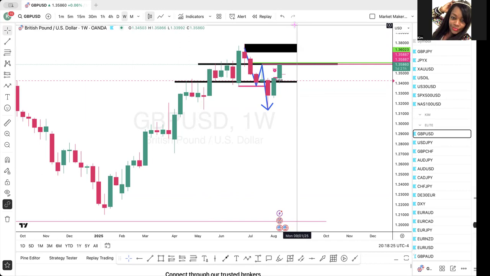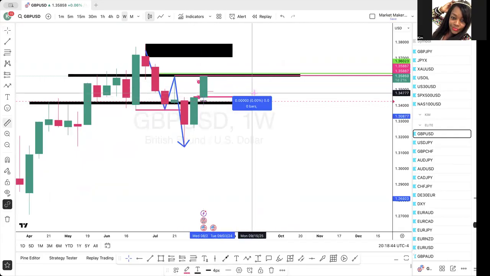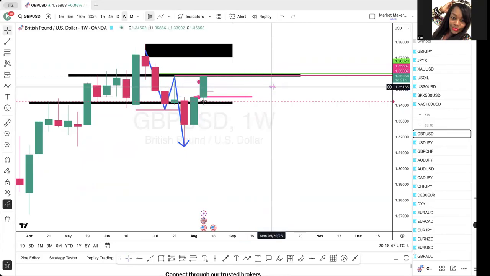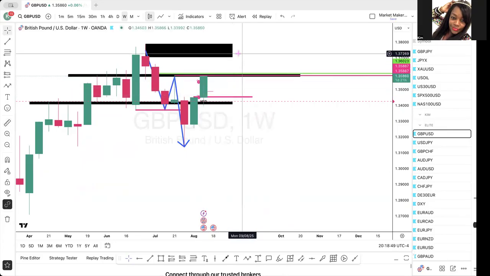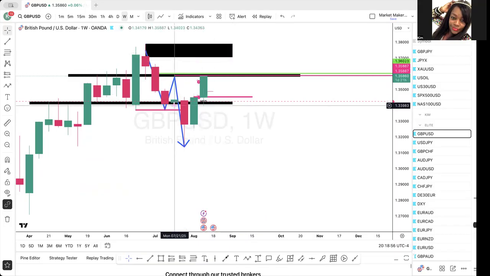Now, it could still sell, right? Like we have this weekly that's up here now. Price has to pull back and will likely pull back to this weekly high and then start buying up. I'm just calling it like I see it.